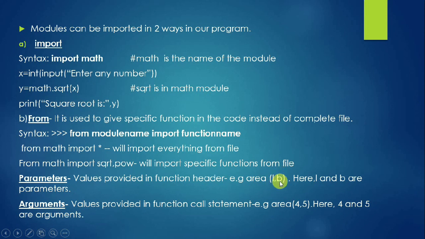Now, parameters and arguments, as already discussed: the variables provided during the function definition are the parameters. In this case, L and B are parameters, and the values provided during the function call are the arguments. In this case, 4 and 5 are the arguments.